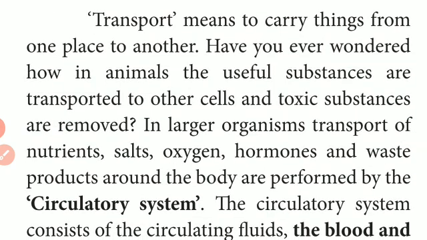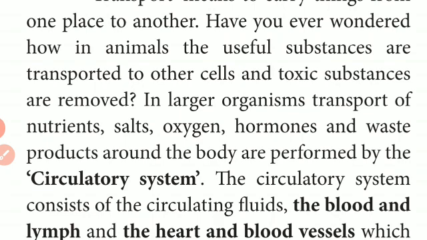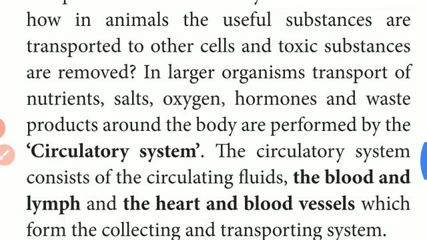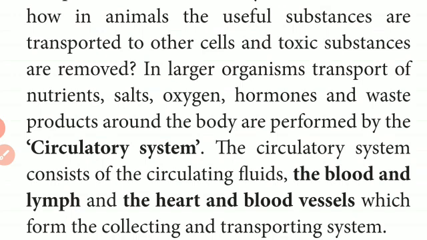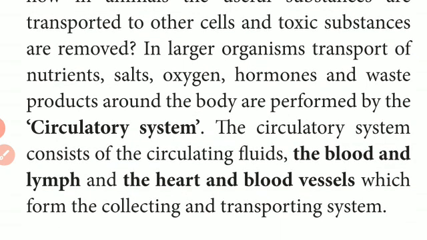In larger organisms, the transport of nutrients, salts, oxygen, hormones and waste products around the body is performed by the circulatory system. So in animals, the removal of toxic material and the transport of food materials, water, everything is carried by the circulatory system. But we have to wonder how it is happening in plants. The circulatory system consists of circulatory fluid, the blood and the lymph, and the heart and blood vessels, which form the collective transport system.